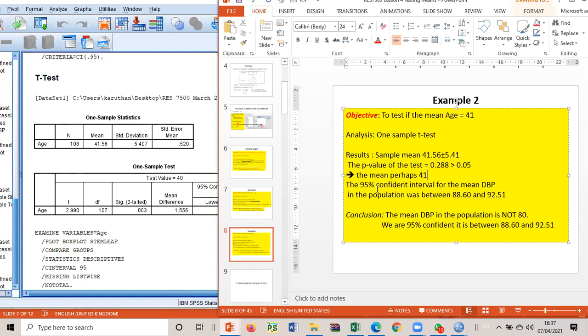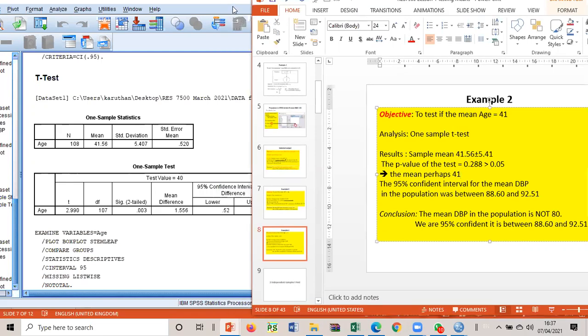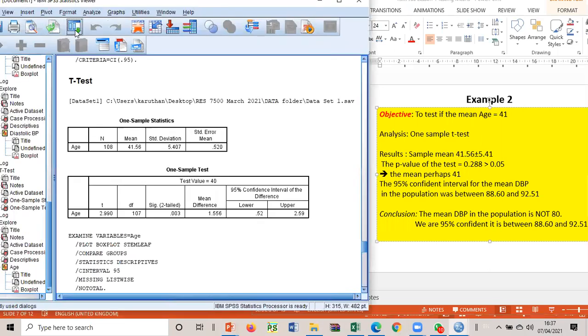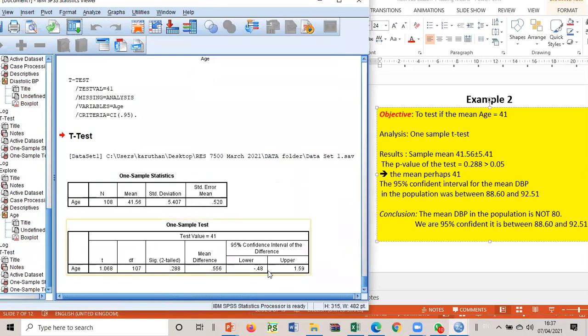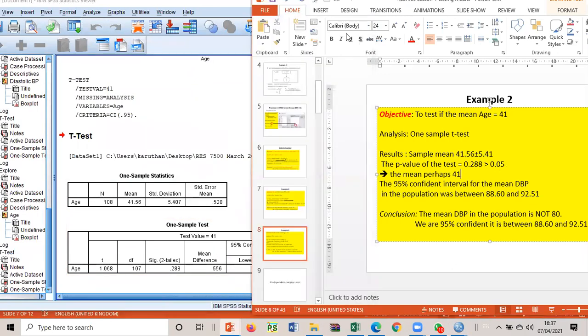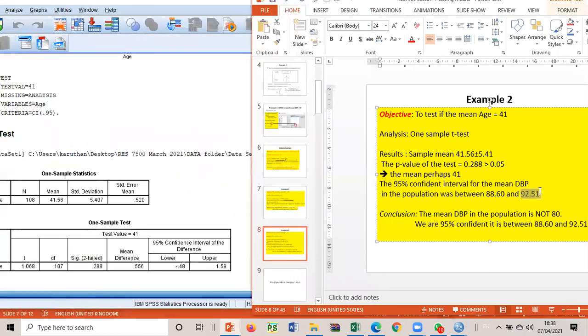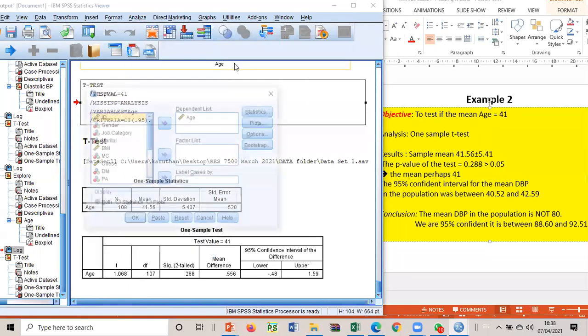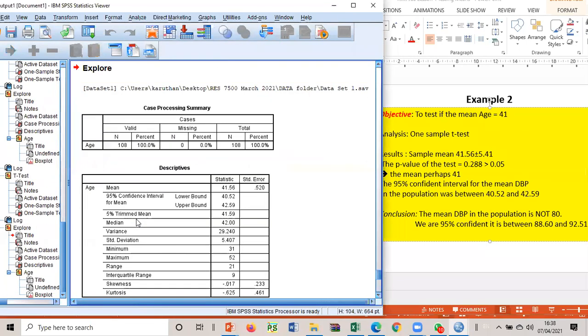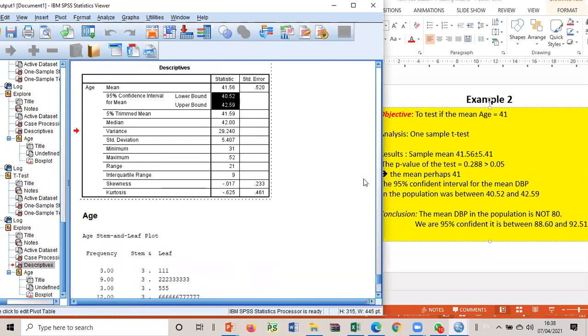The 95% confidence interval for mean age in the population was between, hold on, I have to calculate. What's the upper limit? 42.59. Lower limit? 40.52. If you want to calculate it, do your explore, just for the age. Click OK. That's the value, right? If you don't want to calculate manually.